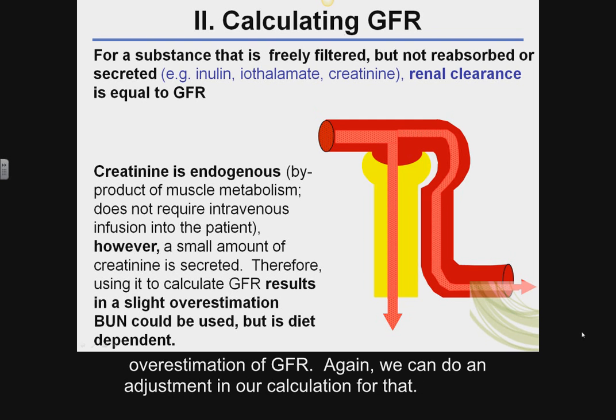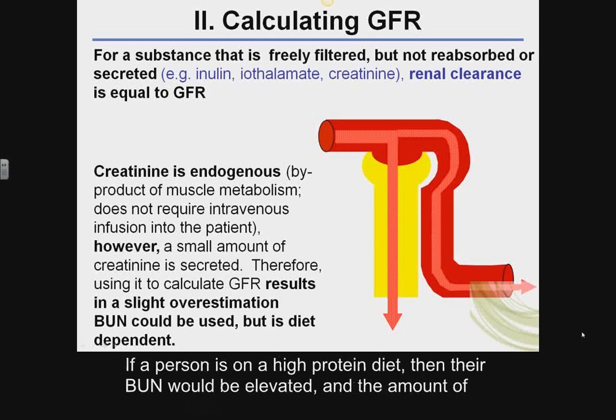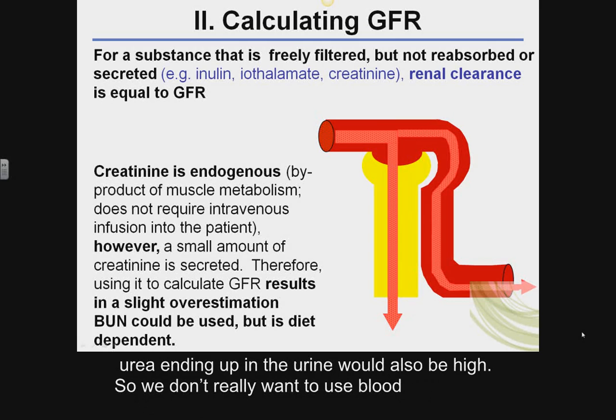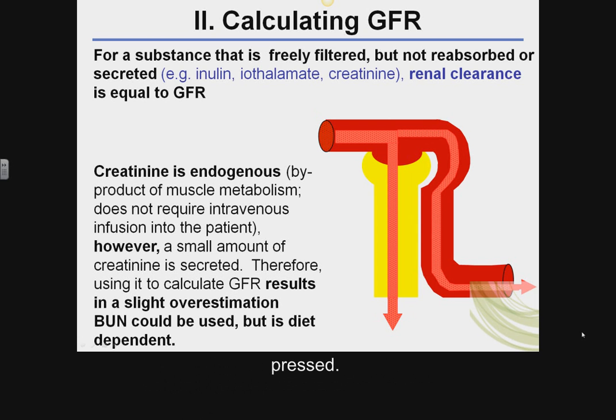Blood urea nitrogen, or BUN, can also be used to measure GFR. BUN is a product of protein metabolism. If a person is on a high-protein diet, then their BUN would be elevated, and the amount of urea ending up in the urine would also be high. So we don't really want to use blood urea nitrogen and urea in the urine as a way to measure GFR, but we could if we were hard-pressed.